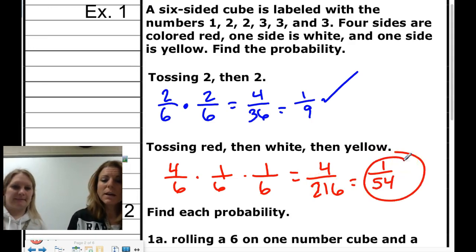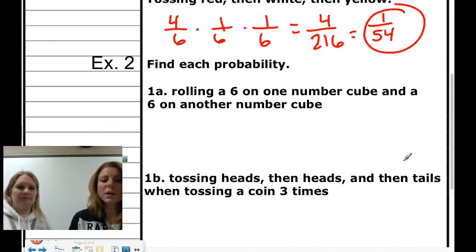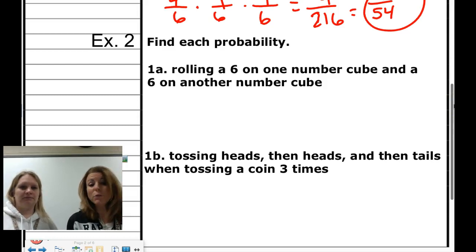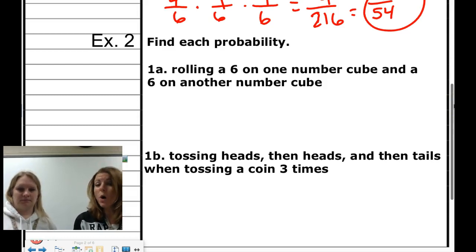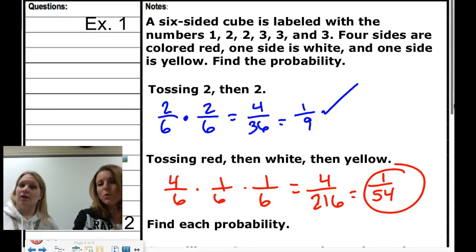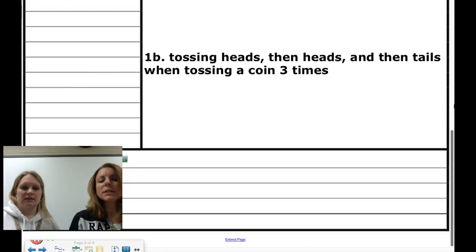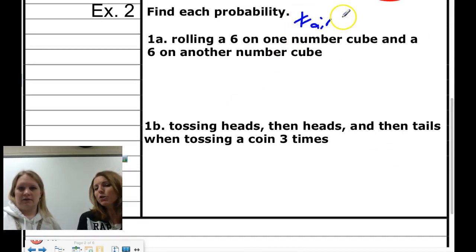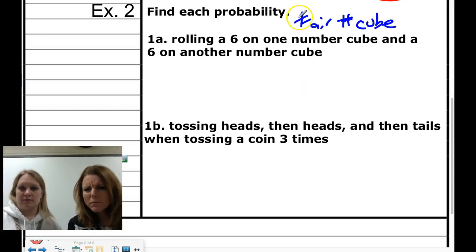Let's go down to example 2. Find each probability. What is the probability of rolling a 6 on one number cube and a 6 on another? Now, we have to be careful here. Example 1 didn't have any sixes. We're on a different problem, and if it doesn't tell you a special cube, you assume it's a regular, or fair, number cube.